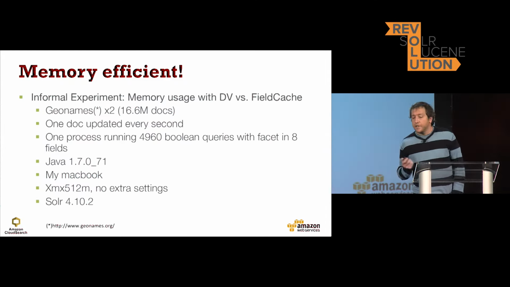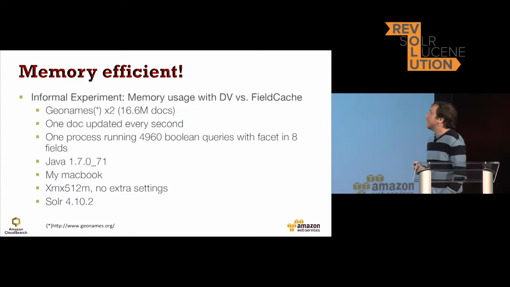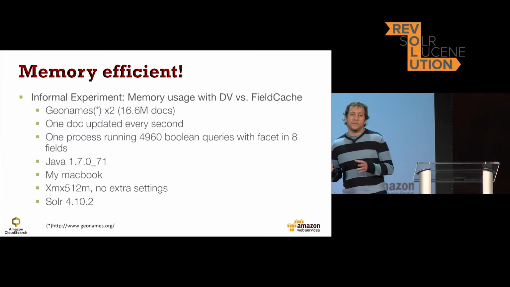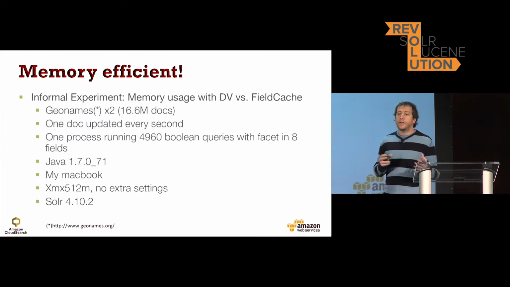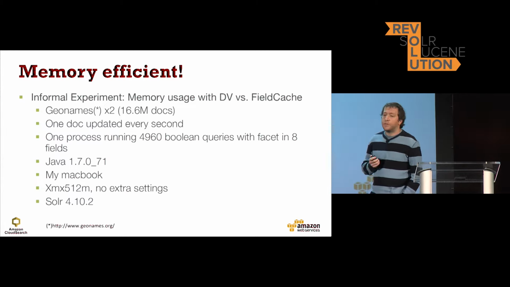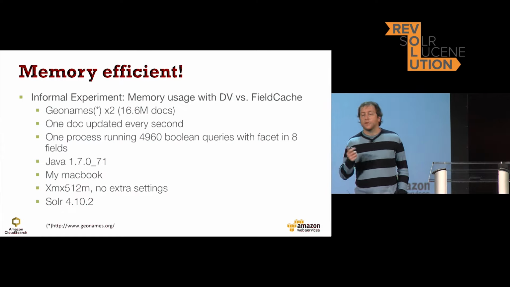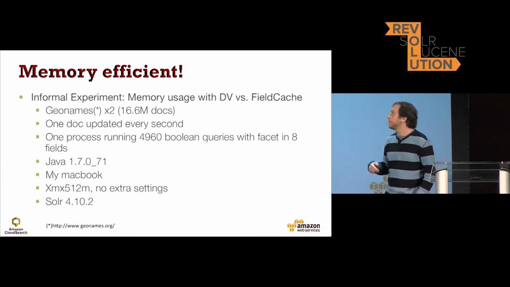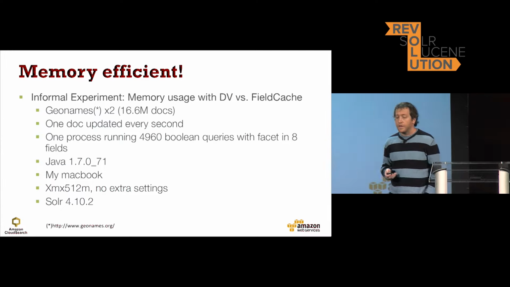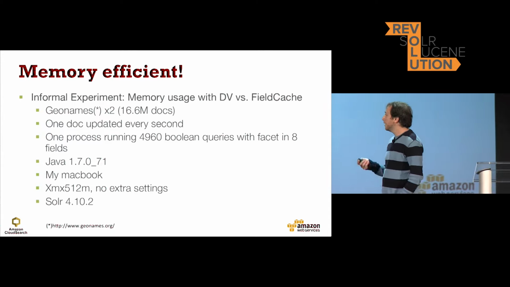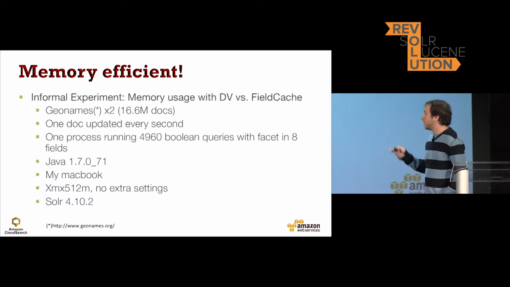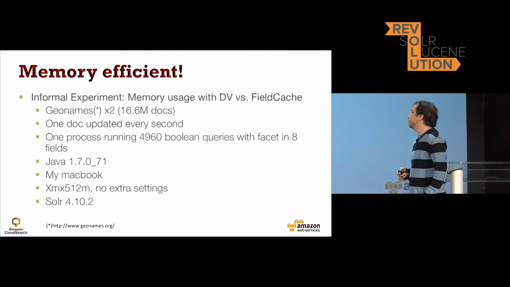So I did a very informal experiment on my Mac. I uploaded like 16 million documents, and I created 2 schemas that are exactly the same, one with doc values and one without doc values. I started a process that would upload 1 document every 1 second, after those 16 million are indexed, of course. And then another process that would run queries. I wanted to see how the memory would look. I used 512 megabytes for this on plain Solr 4.10.2.